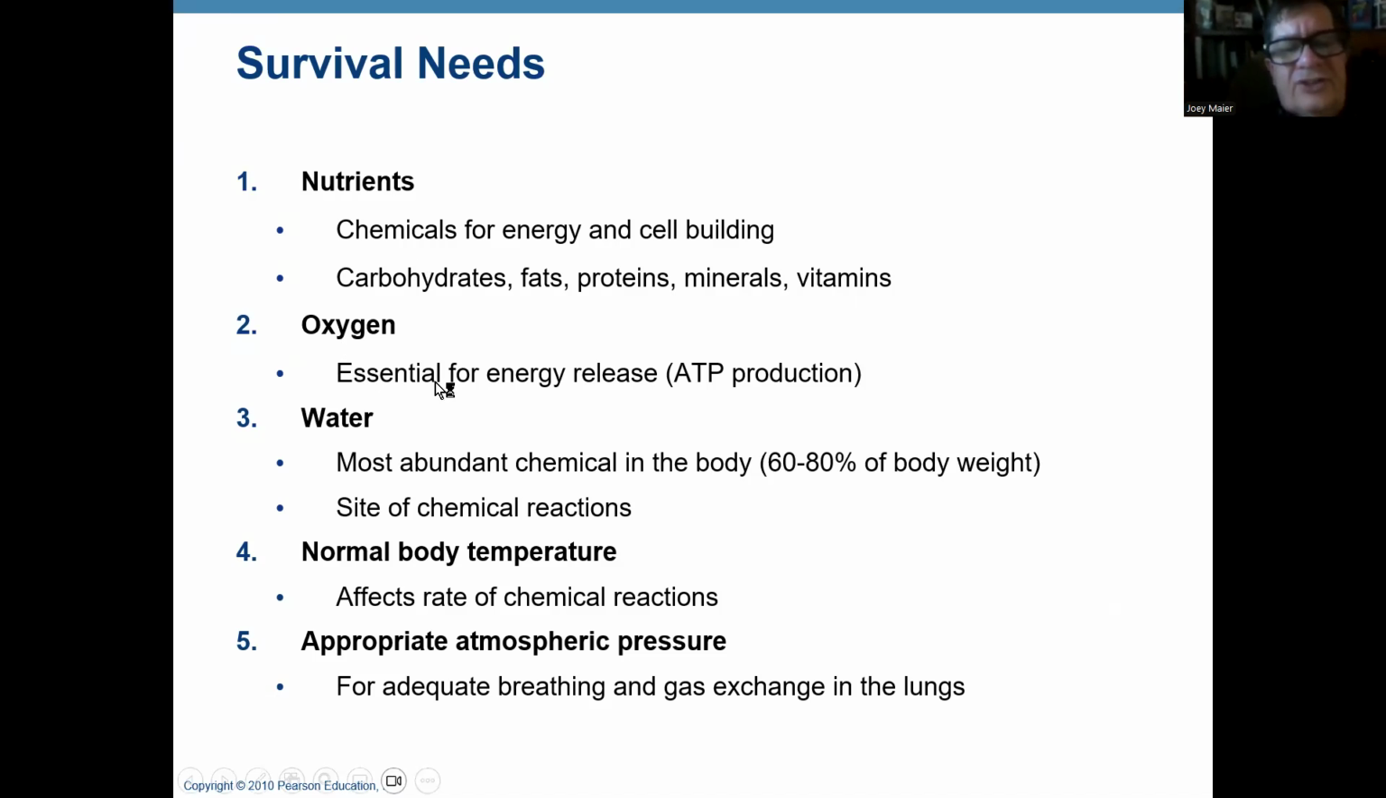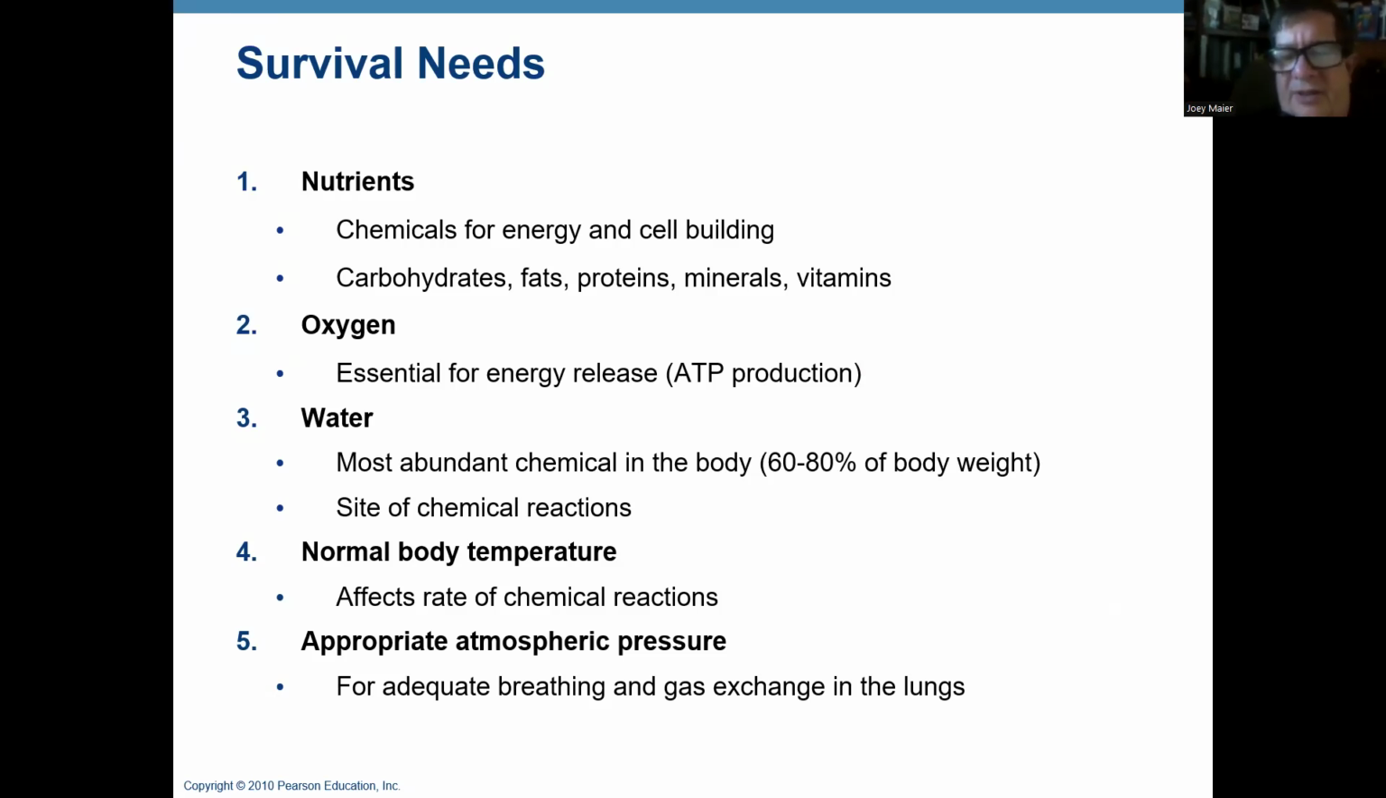Oxygen is necessary. It's essential for energy release, ATP production. Let me say that another way. If you've done the Krebs and glycolysis and electron transfer already, you already know this. But if you don't have oxygen present, you can still make a little bit of ATP from breaking down sugar, but not enough to be useful, not enough to stay alive. You can't live without oxygen because you're not making enough energy. If you want to get all the energy out of the nutrients that you're breaking down, you need oxygen to do it. Anyway, we need to have water.